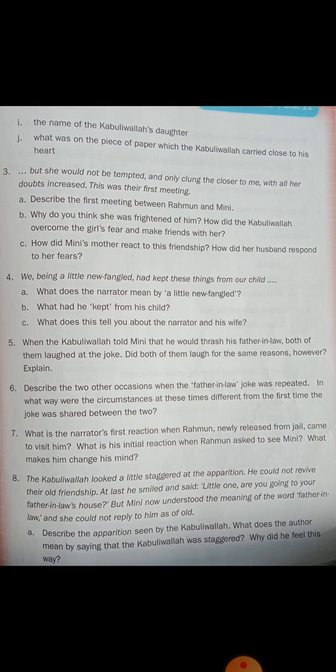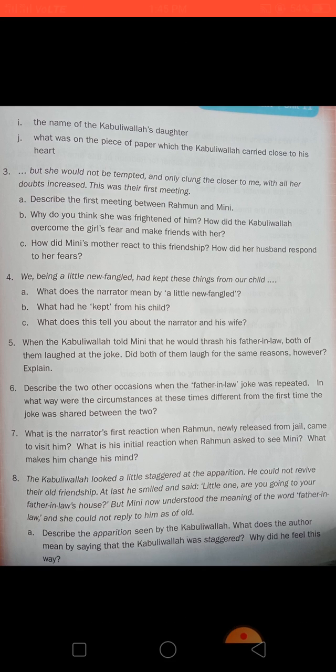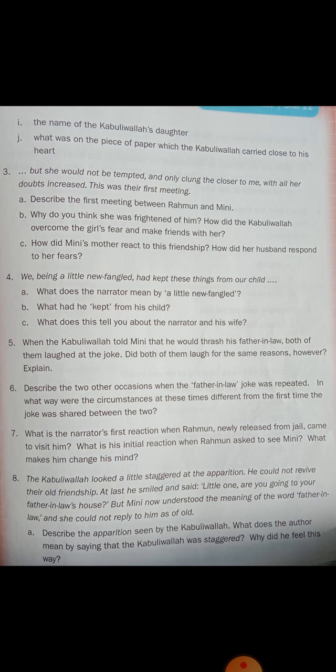Now the next is, why do you think she was frightened of him? How did the Kabuliwallah overcome the girl's fear and make friends with her? So she was frightened by seeing his gigantic appearance. He was looking like a giant. So she got frightened by seeing his gigantic appearance. And the Kabuliwallah overcame the girl's fear by making small offerings of raisins and almonds.